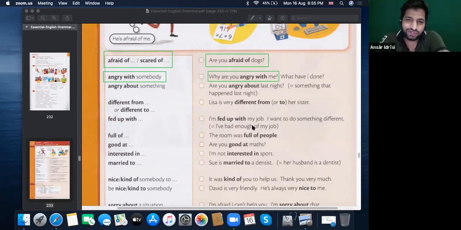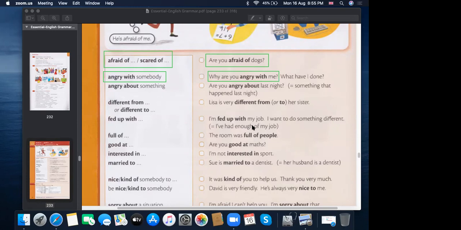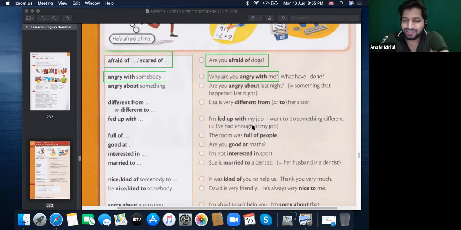He's not only angry, but he's going to give you punches. Next. Angry with? My daughter is angry with me because I did not purchase a car. Correct. Because I haven't purchased a car.